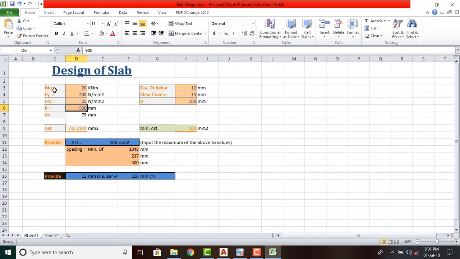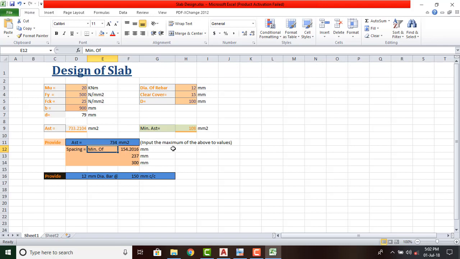So after inputting these data, we will get the area of steel here, and the minimum area of steel which we have to provide is here. So we will get the area of steel as 733.2 mm square. This d is the effective depth of the slab, and in this box we have to enter the area of steel which is the maximum of these both. So in this case, the maximum of these both is 733.2. So we will be entering here 734 mm square. So based on that, we will get the spacing of the reinforcement which we have to provide.